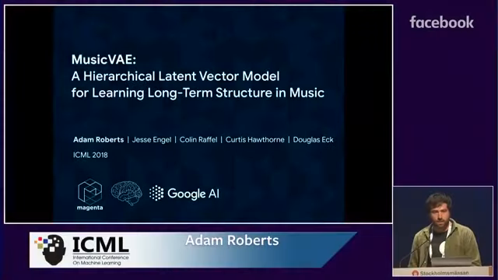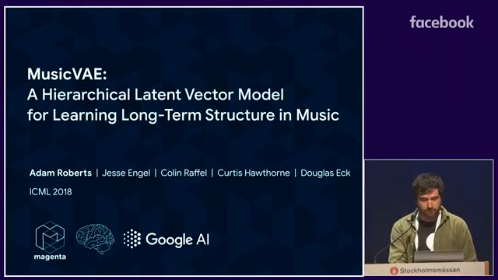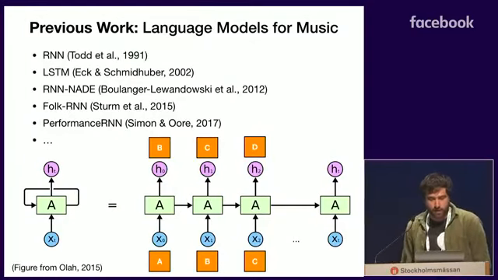Thanks. Hi, I'm Adam Roberts, and I work on the Magenta project of the Google Brain team. And the goal of the project is to find creative uses for machine learning to introduce it into the process that artists are using today. So this is an example of a model that we developed with that goal in mind.